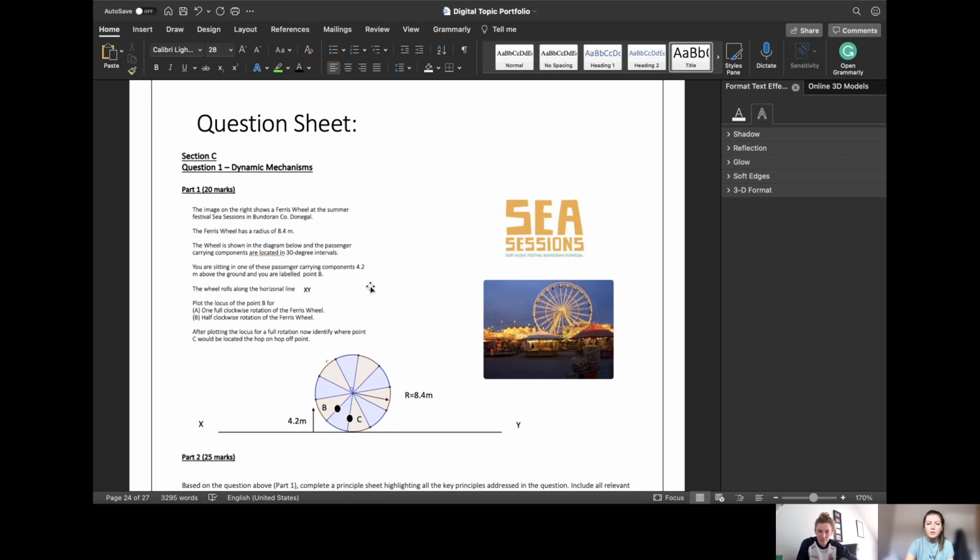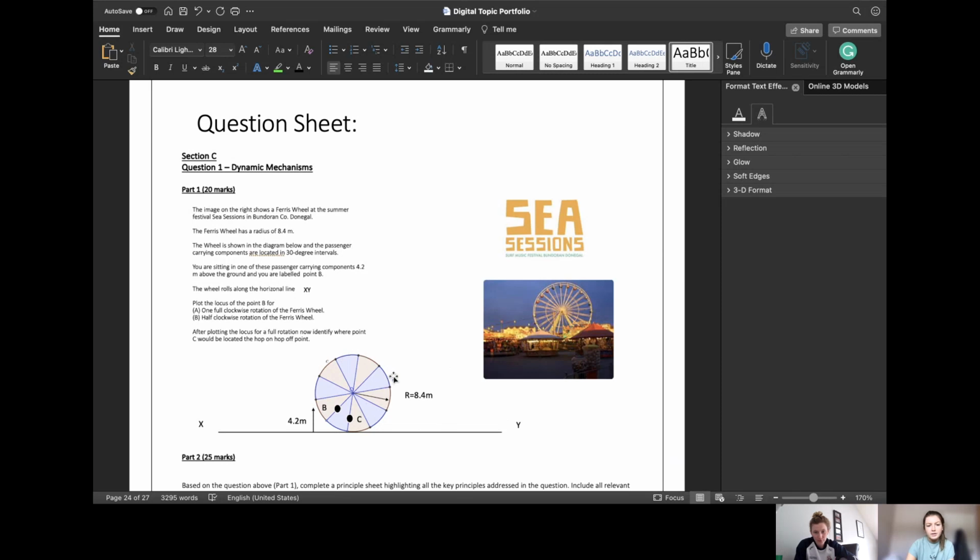You are sitting in one of these passenger carrying components 4.2 metres above the ground, and you are labelled B. So here's where you are, B. And the wheel rolls along the horizontal line XY, this line here. First of all, we have to plot the locus of the point B for one full rotation, coming all the way around and back to B, and then for a half rotation, which would be over here.